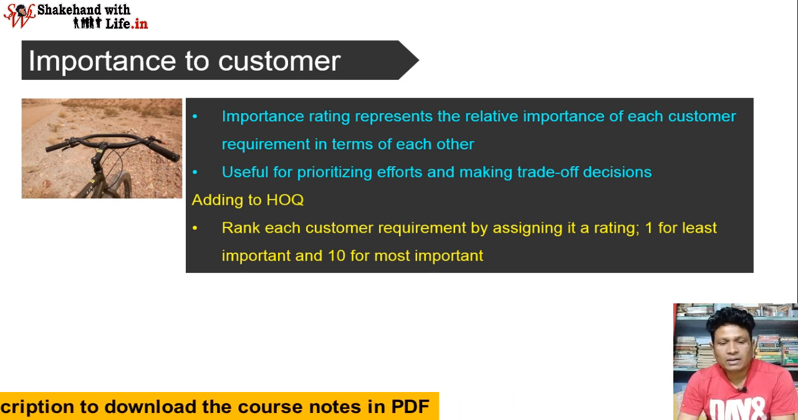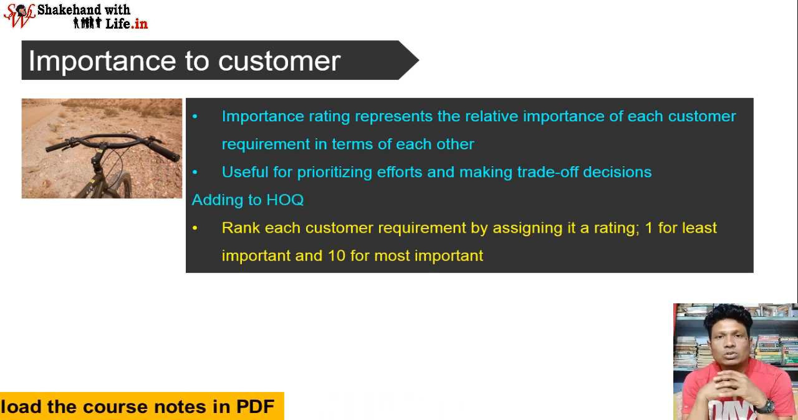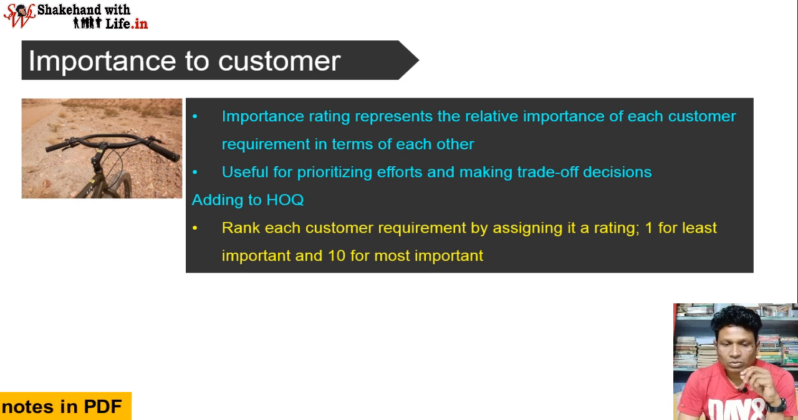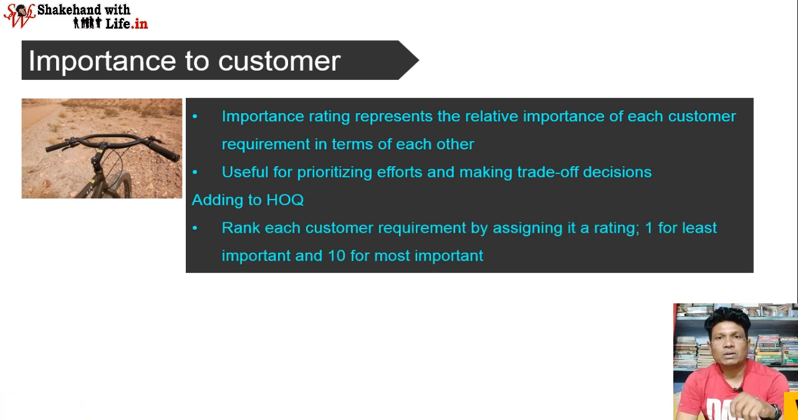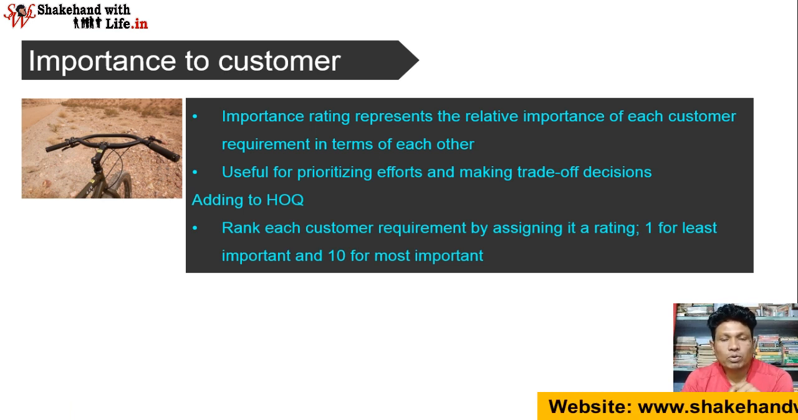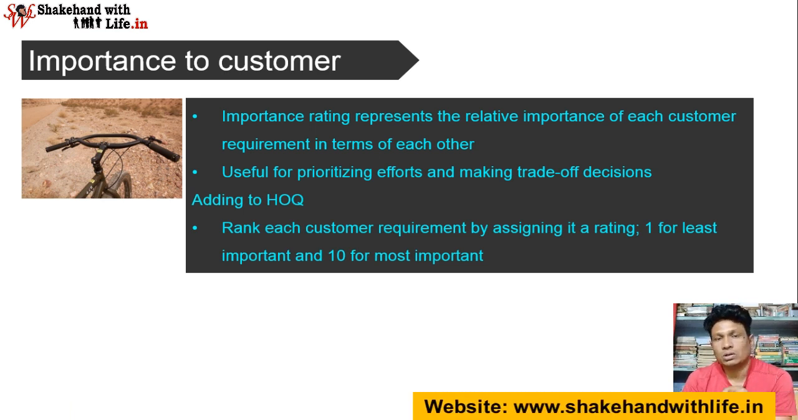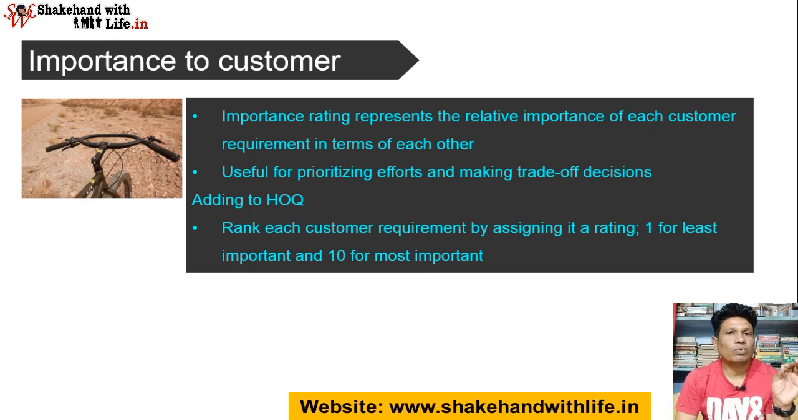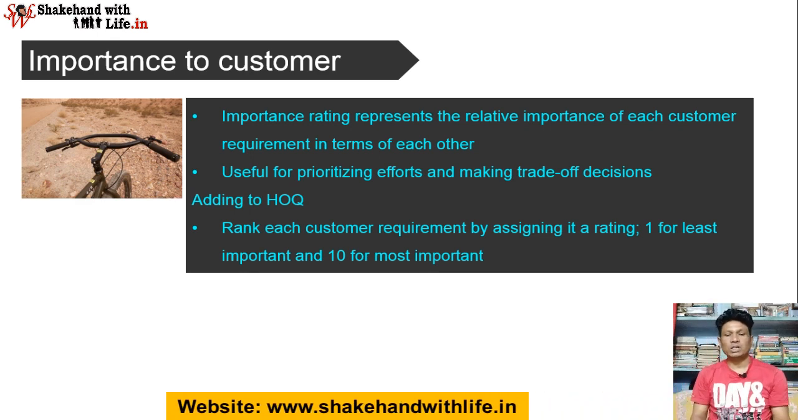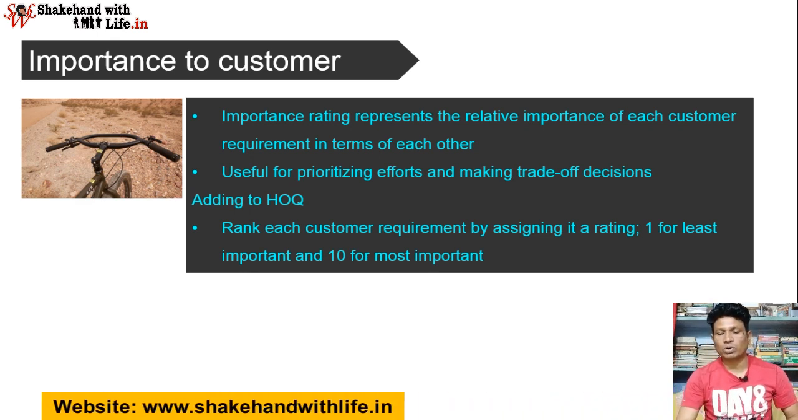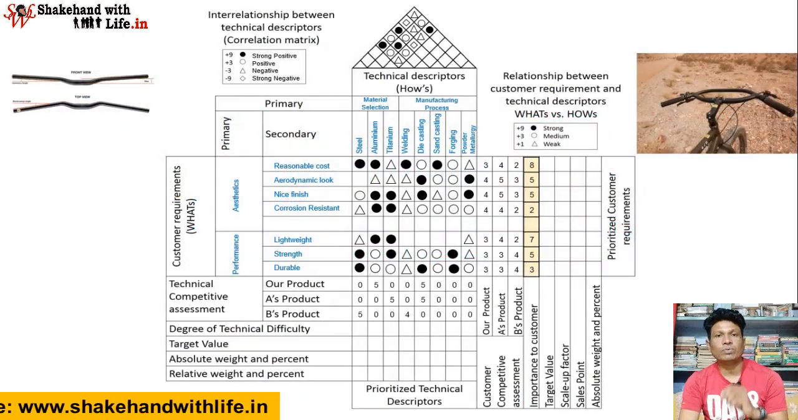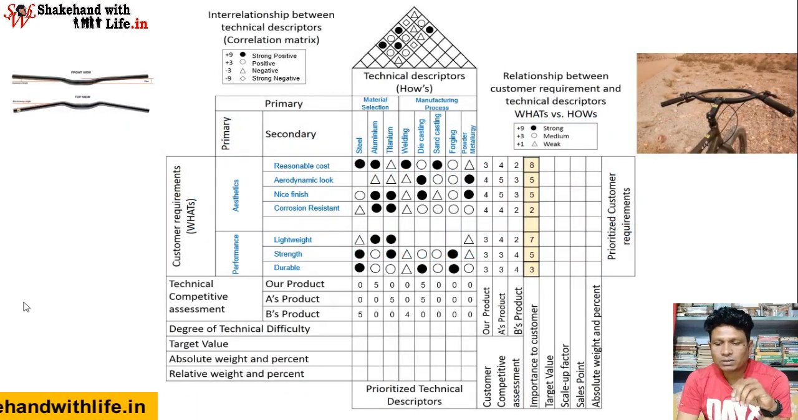And how to add these ratings to the house of quality? We have to rank each customer requirement by assigning it a rating, 1 for least important and 10 for most important. Therefore the scale is from 1 to 10. 1 is for least important and 10 is for most important. So here we have the ratings for each customer requirement according to the importance to customer.